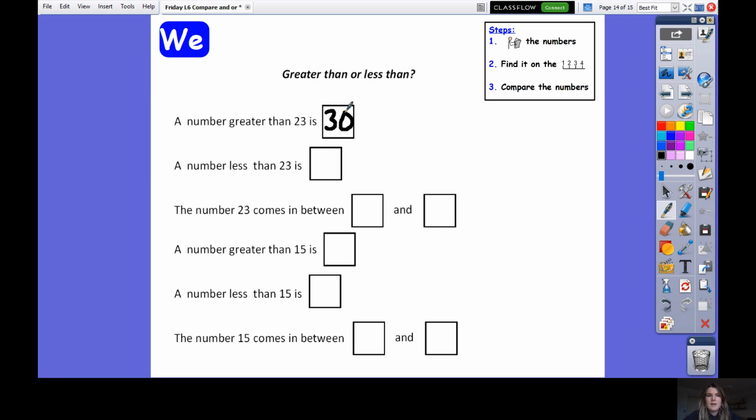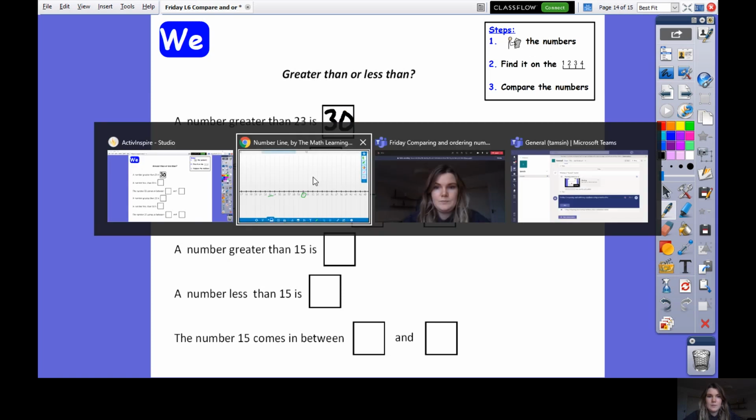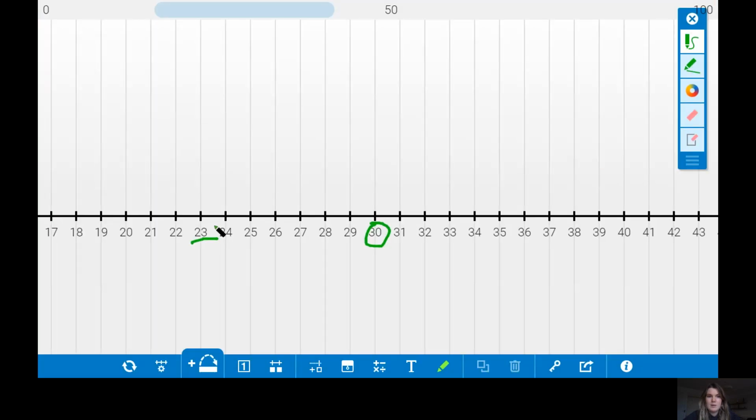Okay. What about a number less than 23? Where would it need to be on the number line this time? Less than, smaller. So what could I say?